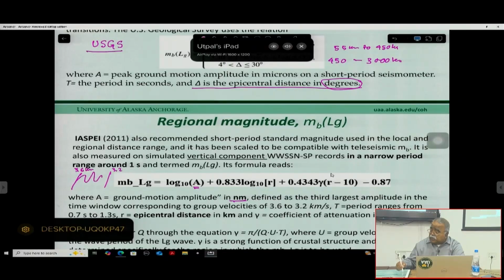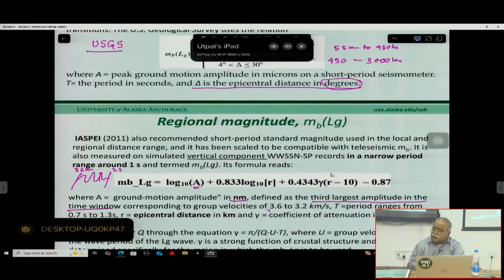So this is how a wave signal comes, right? You have to choose the third largest amplitude in this time window. Whatever is the third largest, that you need to choose. That will be equal to your A value, and then you can calculate between 3.6 to 3.2 kilometers per second. The arrival time with a T, or the T, ranges in between this one.